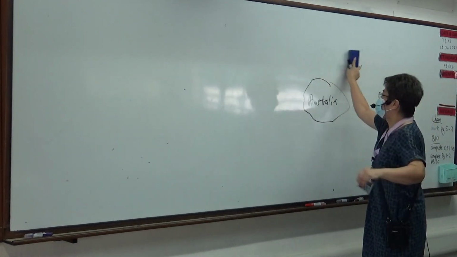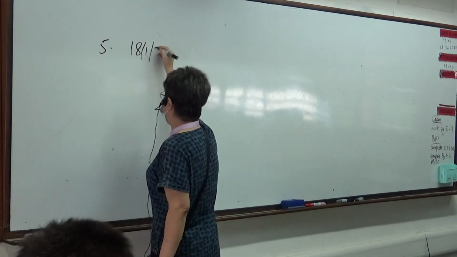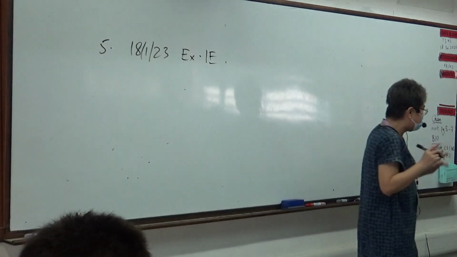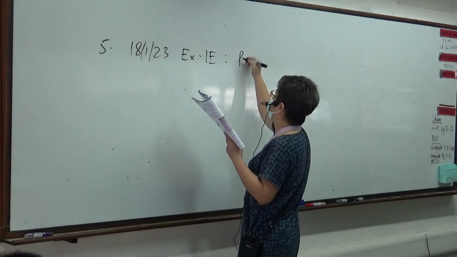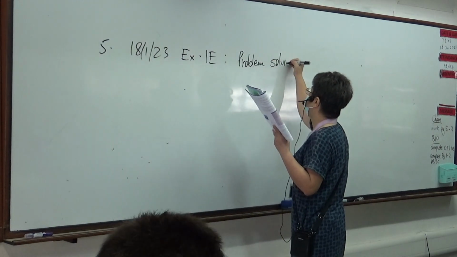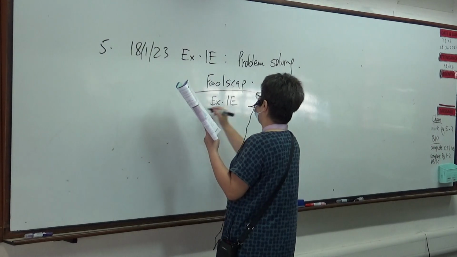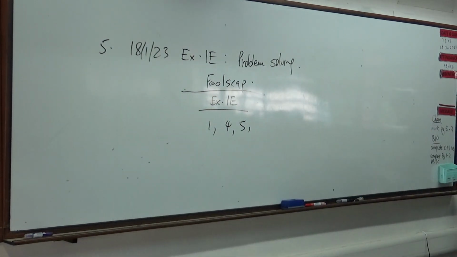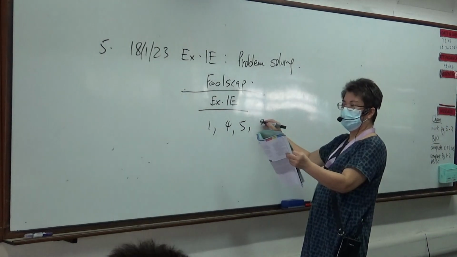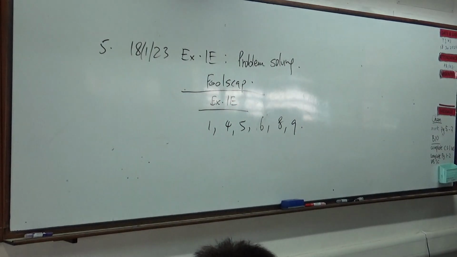Okay, Nadia, what's the number on that page? 5, 6, 7? Now I write what? 5. Okay, today's date. I want to tell the class, if you don't know how to form the equation, don't cry, go find it out. When I say come back, we try, understand? I just want you to try it. Now, problem solving. I want it on foolscap. Exercise 1E, questions 1, 4, 5, 6, 8, 9. 6 questions.